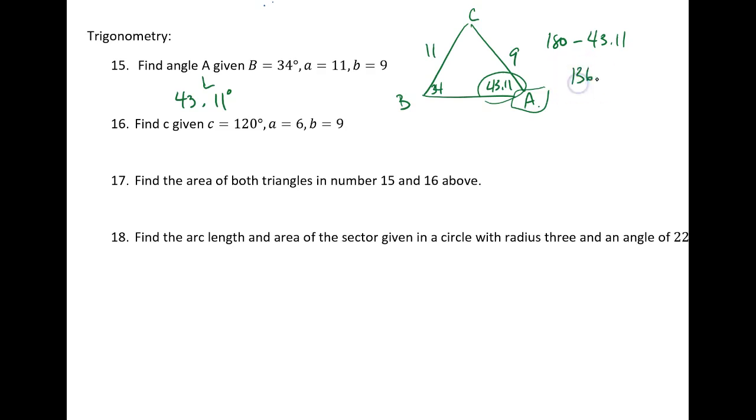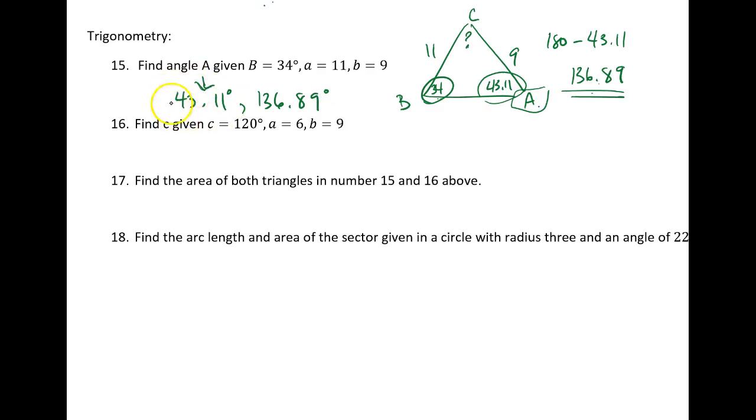Now that 136.89 might be a second option for A if and only if I can take that angle, add it to the given angle, and there's still room for a baby C. So remember, a triangle has 180 degrees. If you take this supplement and add it to 34, is it less than 180 still? Well, 136 plus 34, that's going to be like 170 something. So yes, there would still be room for a baby angle up here, which means there would be a second triangle, folks.